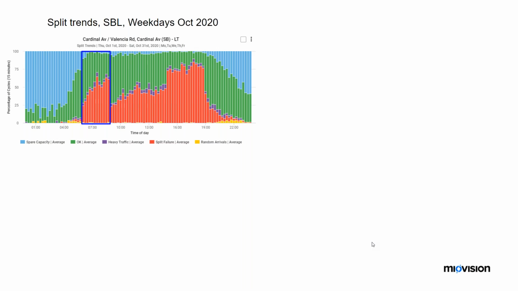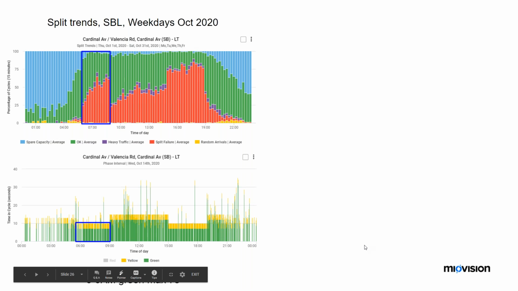So going forward, I would then kind of dive into each movement individually. So here is kind of a zoomed in version of that same chart just for the southbound left movement. And this is for the entire month of October. So you can see in that blue rectangle that I've highlighted that time where we have a spike in split failures. So it's about 6 a.m. to 9 a.m. give or take. And so that's our split trend chart.